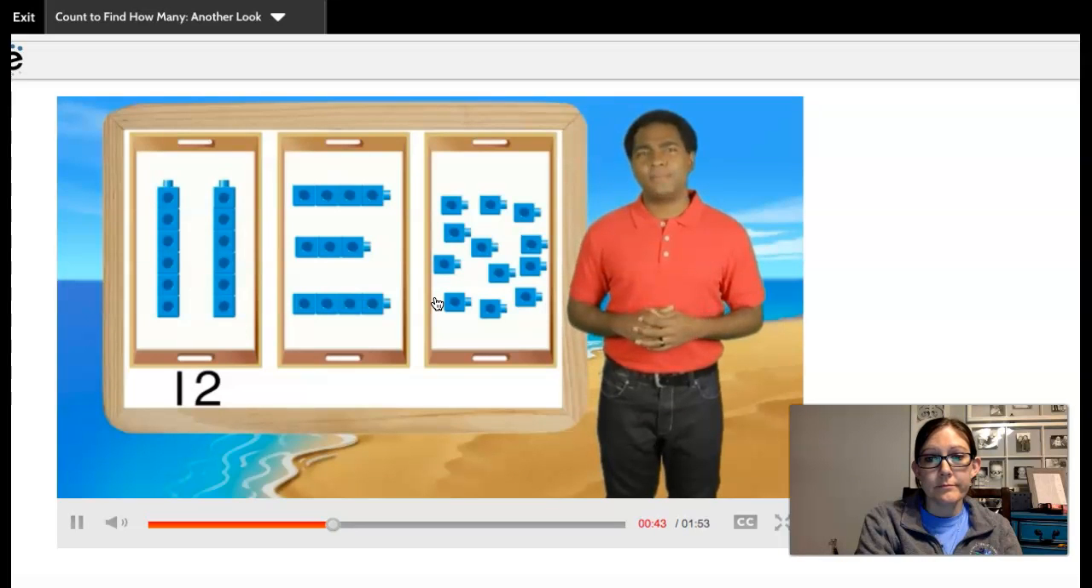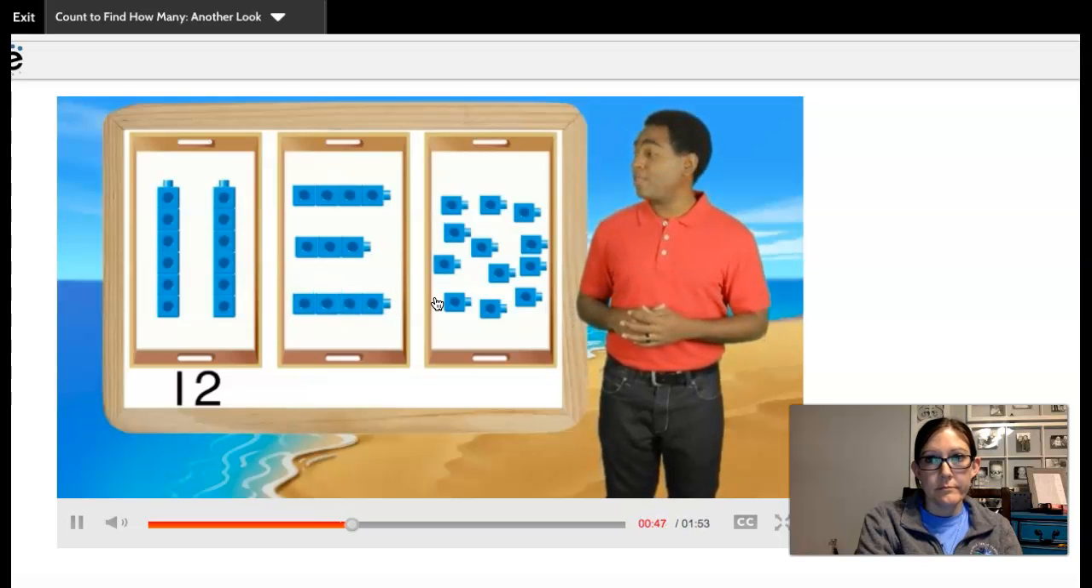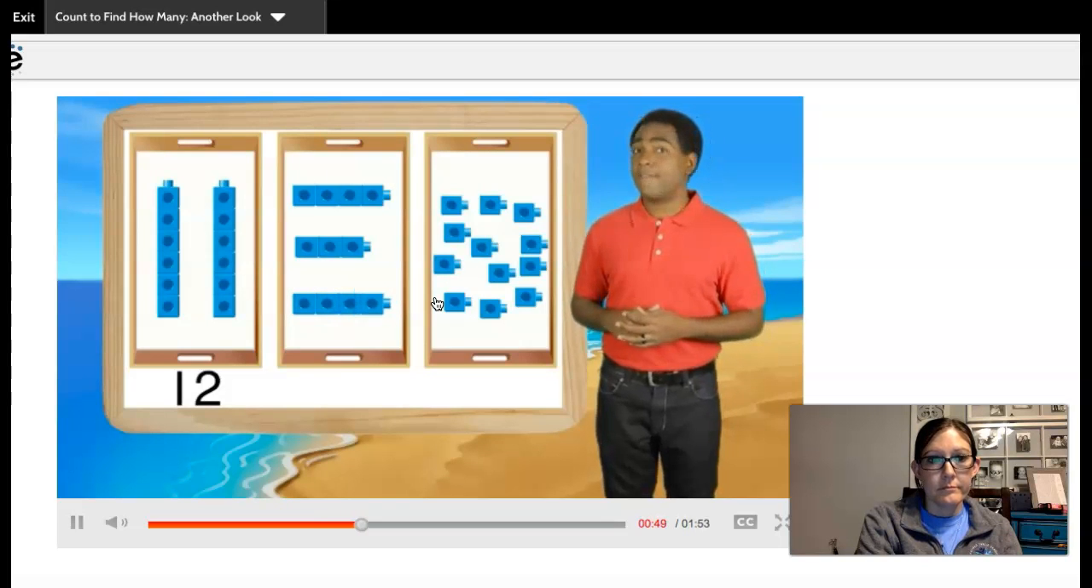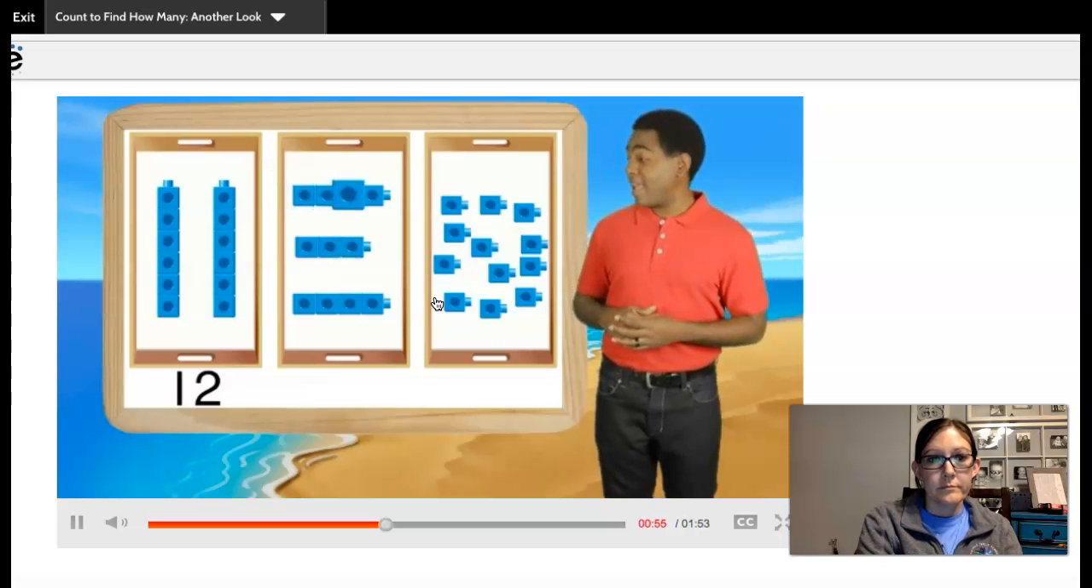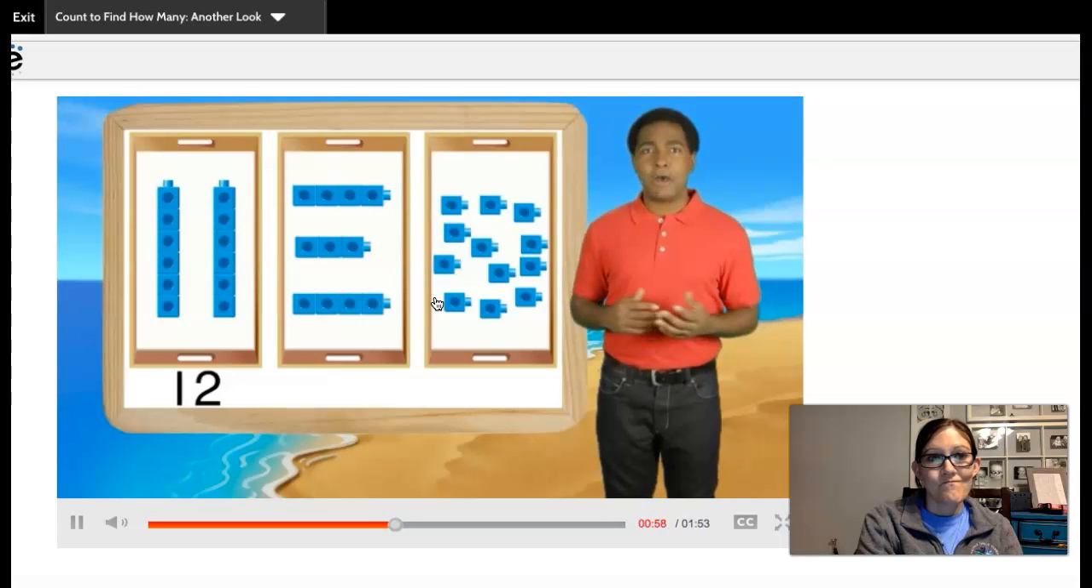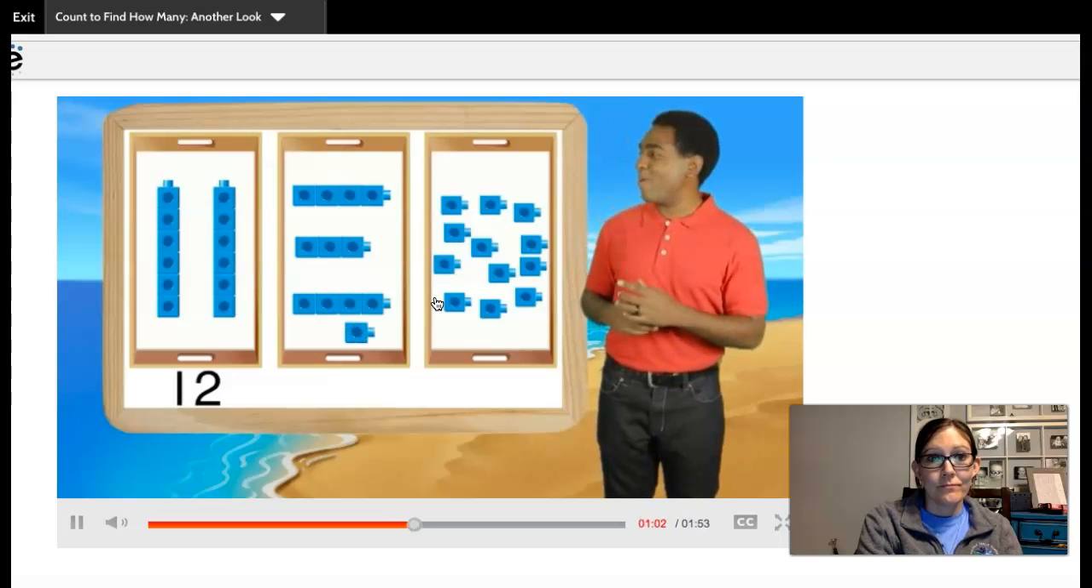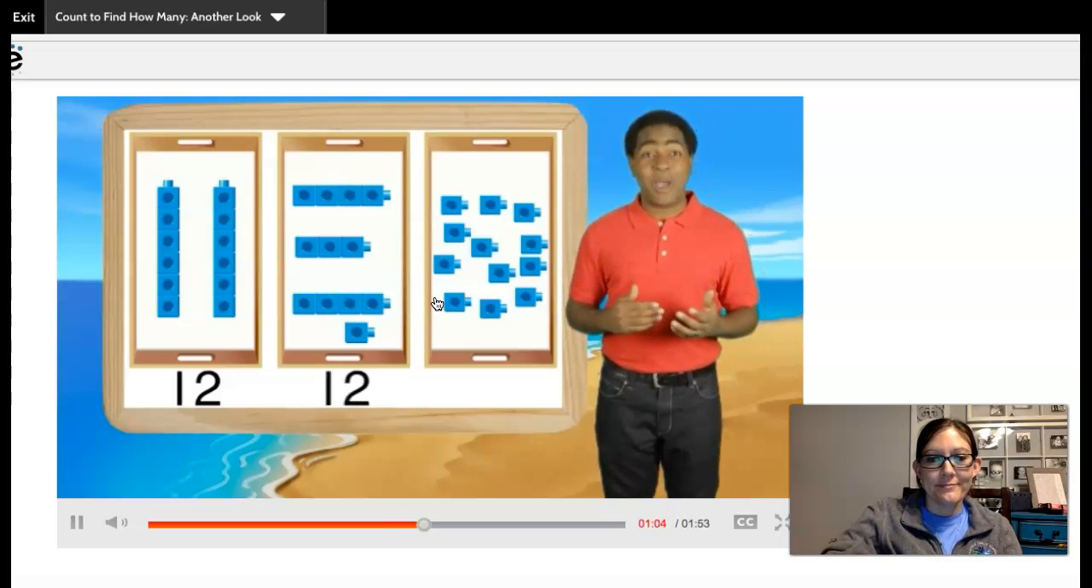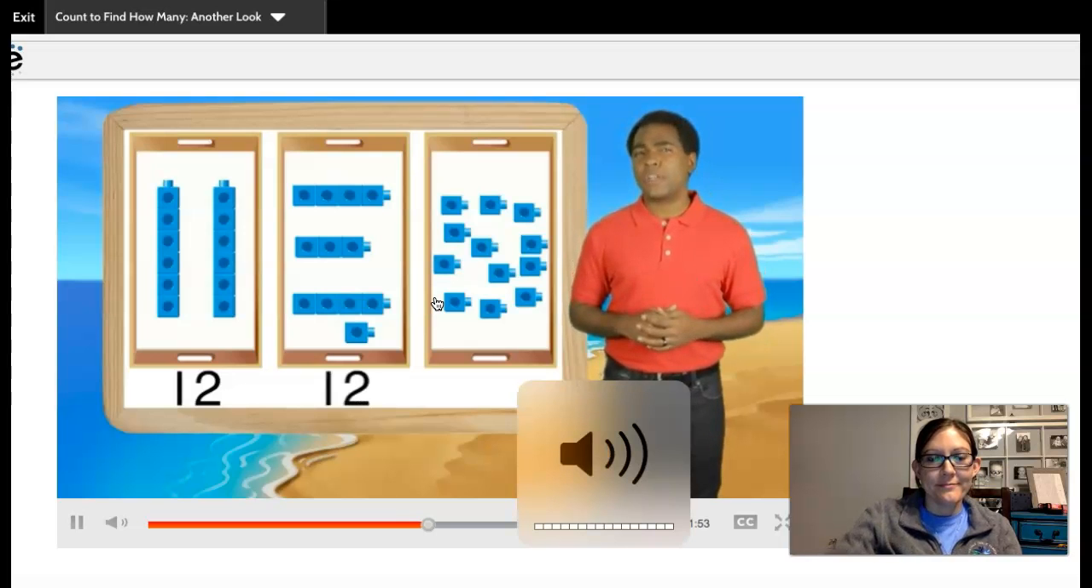How about the next tray? Let's start here. 1, 2, 3, 4, 5, 6, 7, 8, 9, 10, 11. Uh-oh, I only have 11 cubes on that tray. Here's one more. That makes 12. This last tray looks hard to count.